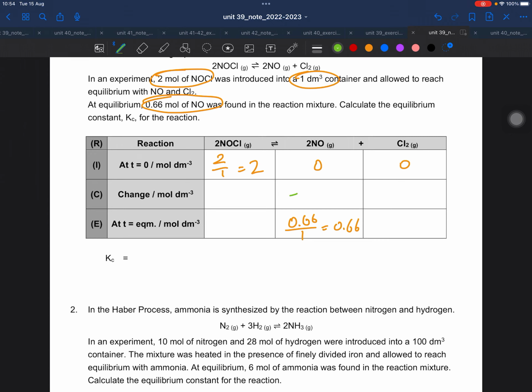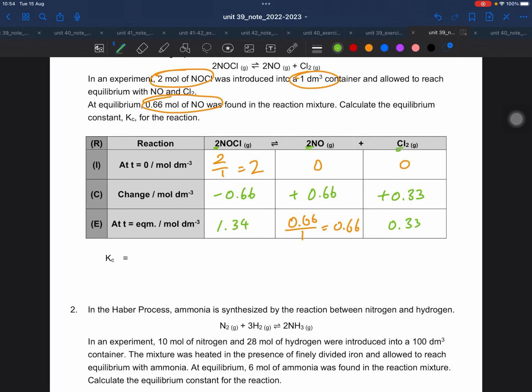Now, let's write it down. The change is positive 0.66, right? Sure, start from 0. And with the mole ratio, we can handle that. The chlorine concentration should be this one, right? And again, with the mole ratio, the reactant NOCl should change with minus 0.66. Well, this is easy. So the result is 1.34. Well, I hope you understand.